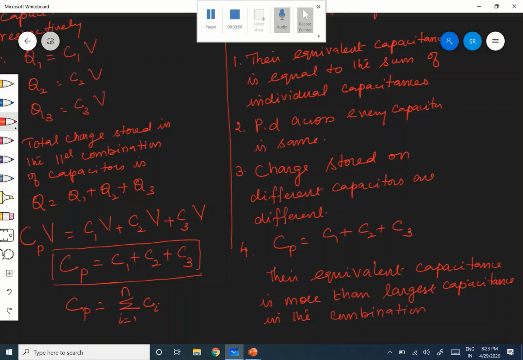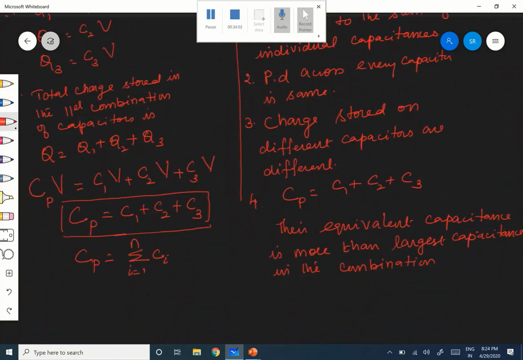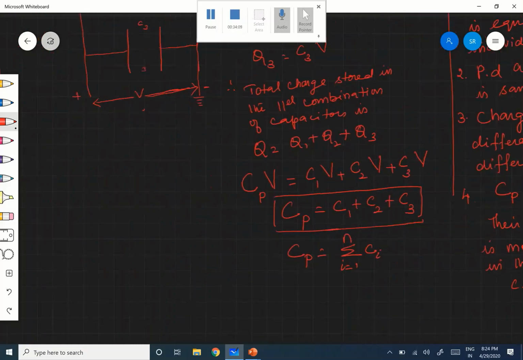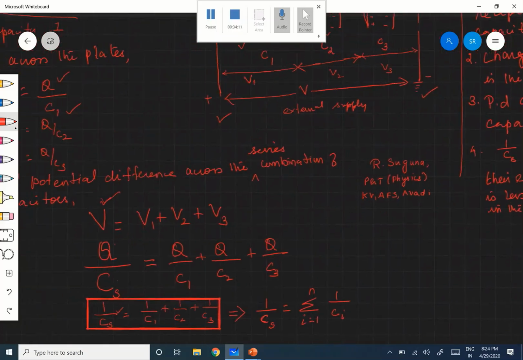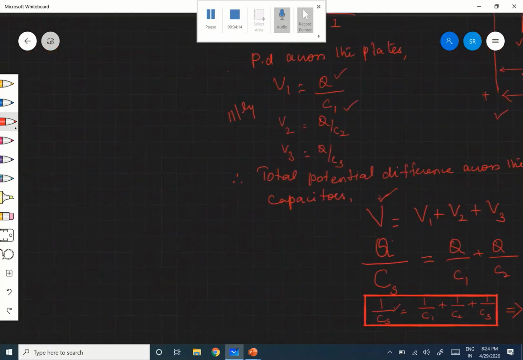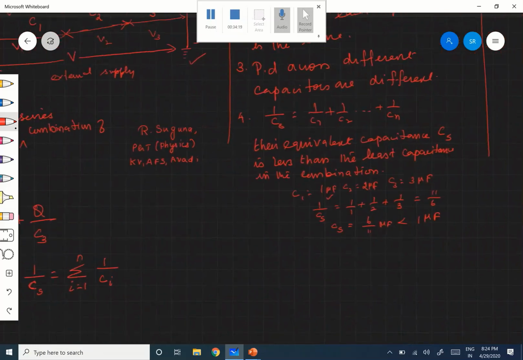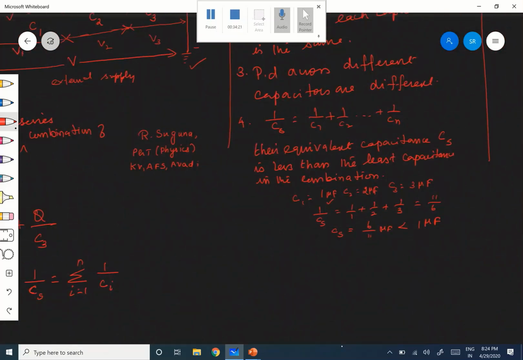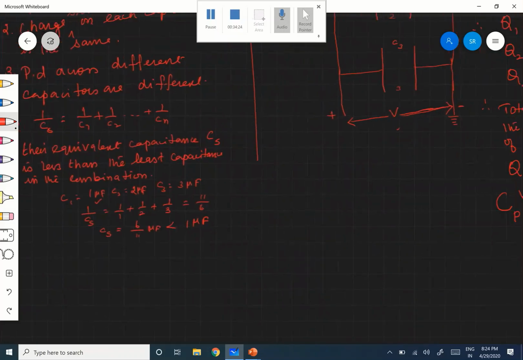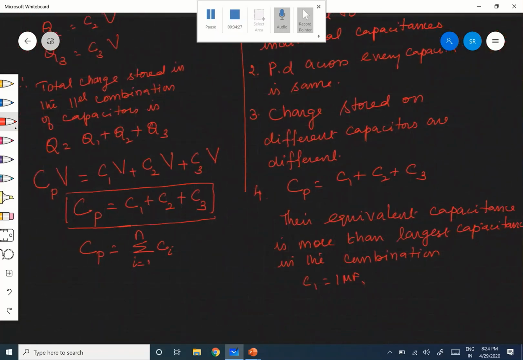Okay, see, the equivalent capacitance is more than the largest capacitance in the combination. What do you mean by that? We have taken C1 is equal to 1 microfarad, C2 is equal to 2 microfarad and C3 is equal to 3 microfarad, the same values as in the series combination.